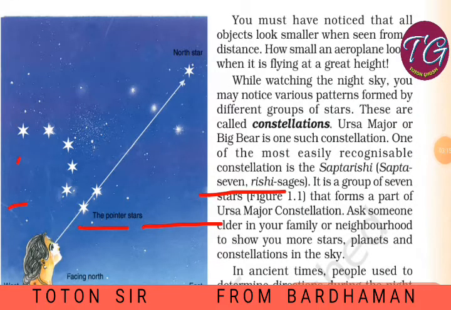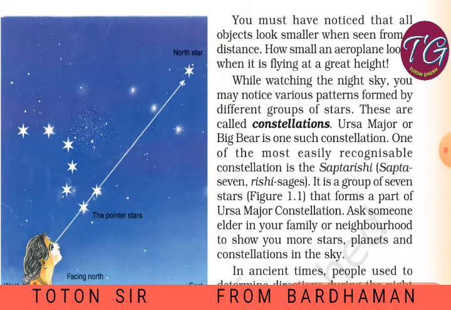So the next important point is constellations. While you are watching the night sky, you may notice various patterns formed by different groups of stars. These are called constellations. See here, this is called a constellation. This is the North Star and this is the pointer stars. So constellation is clear.